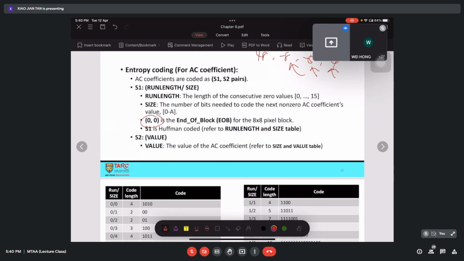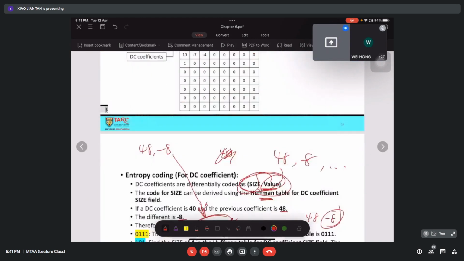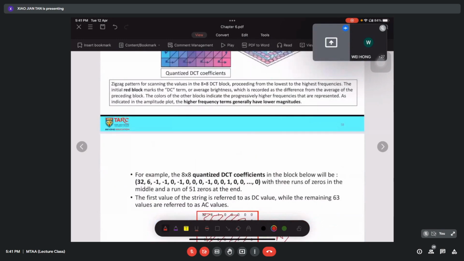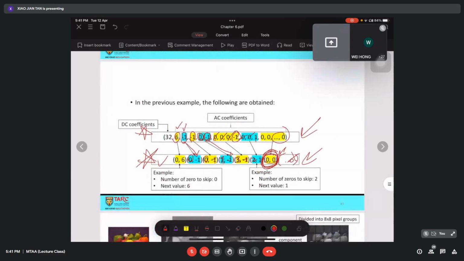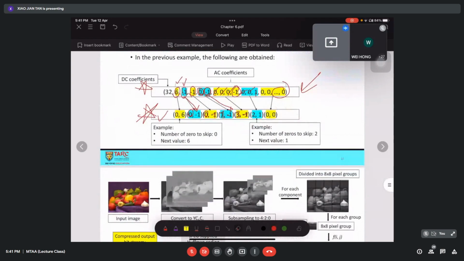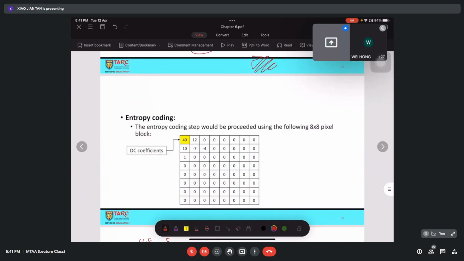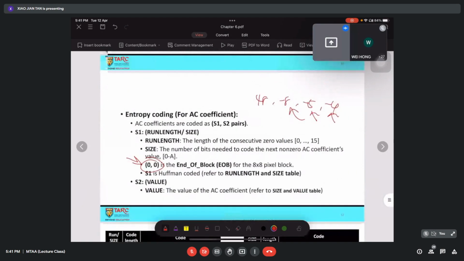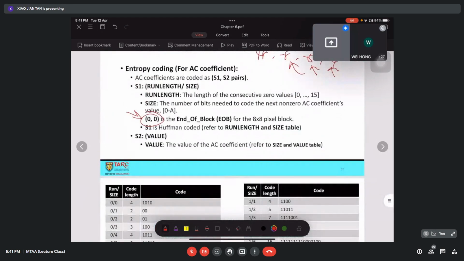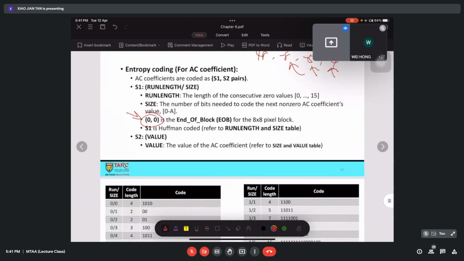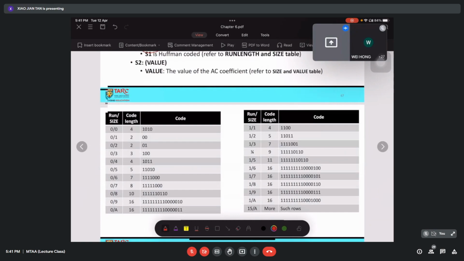So 00 here denotes the end of block. Basically, when the algorithm recognizes 00, which is the end of block, it will stop the entire algorithm. This is a signal for the algorithm to stop. And then S2, the value of the AC coefficient, refers to the size and value table.